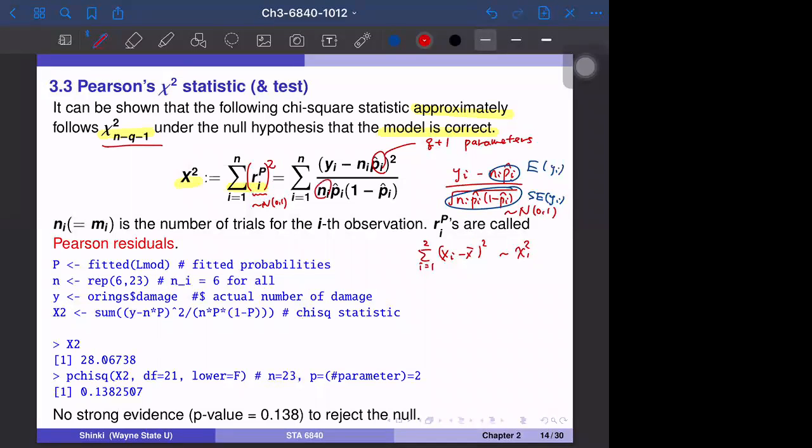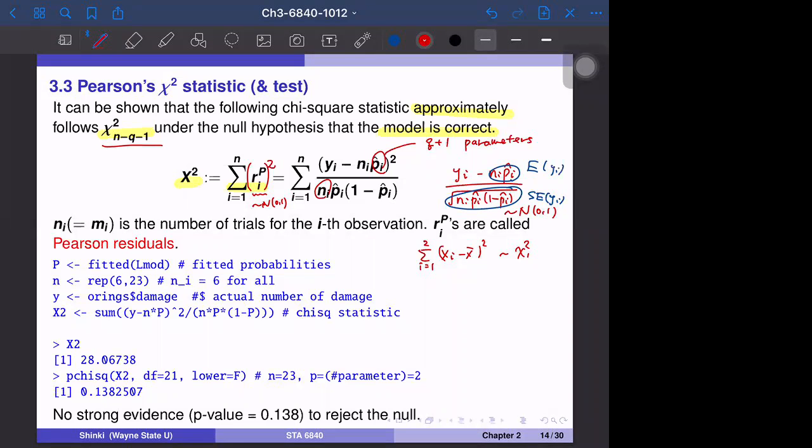Here, this textbook uses ni and mi. Both are the number of trials for the i-th observation. In our case, everything is 6. And Ri p is called the Pearson residual. So the chi-square statistic is the sum of squared Pearson residuals.